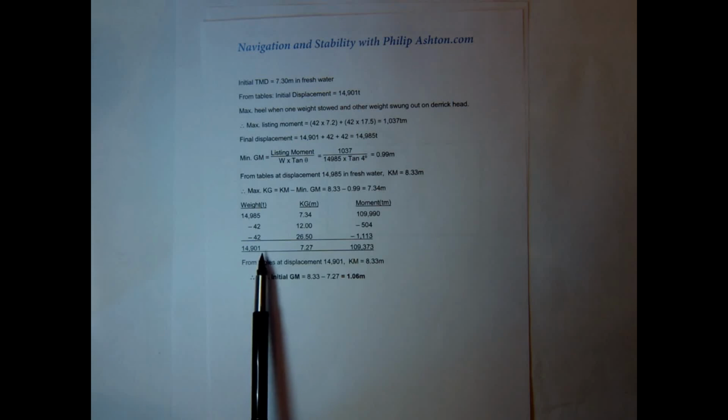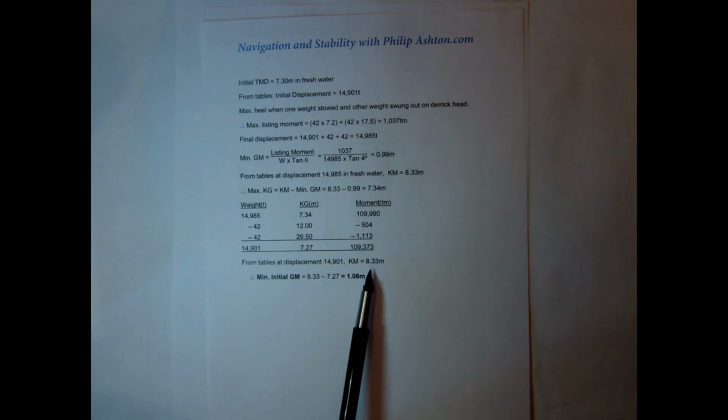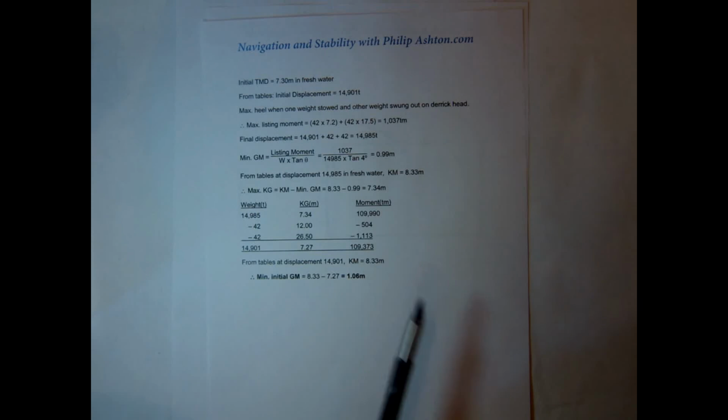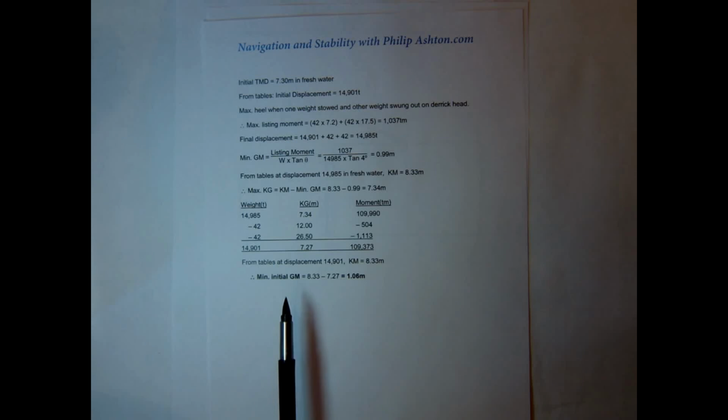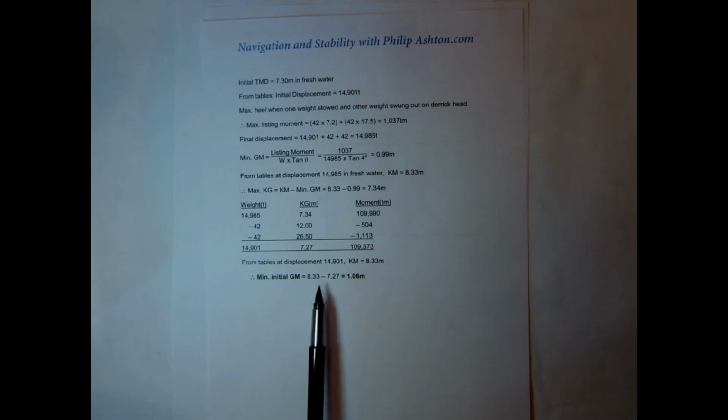So from the tables at 14,901 we get the KM again. Coincidentally it's 8.33, it could well change depending on what displacement you have, and therefore the minimum initial GM will be 8.33 minus the 7.27. So we would have to have an initial GM of 1.06 to enable us to keep the angle to 4 degrees when we picked up the second weight, having loaded the first one.